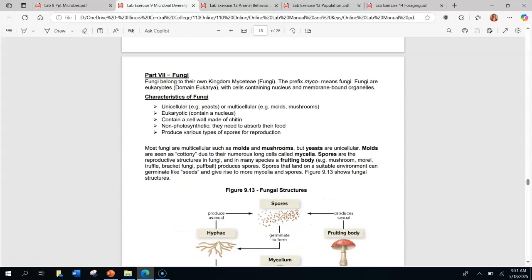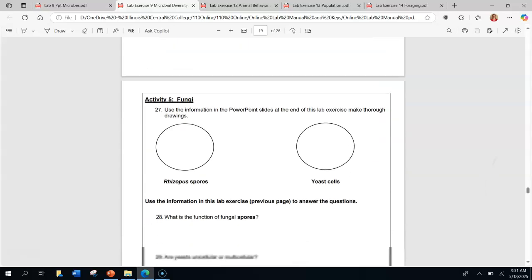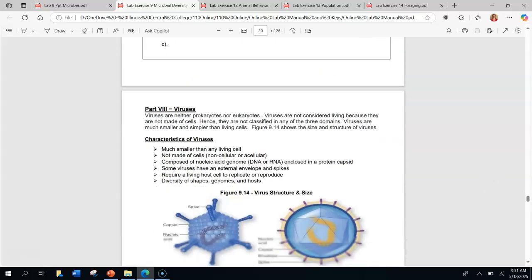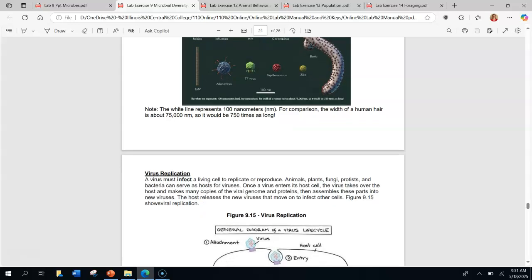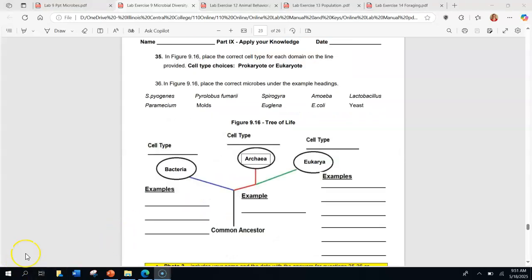Then we get to fungi, and lastly to viruses. And again, you're going to read and fill in all of the information. Photo 3 is going to be you kind of taking all the information that you've learned and putting it together. And this is one, sometimes you skip a few steps. So here's what you have. You have the tree of life with our 3 domains, bacteria, archaea, and eukarya.